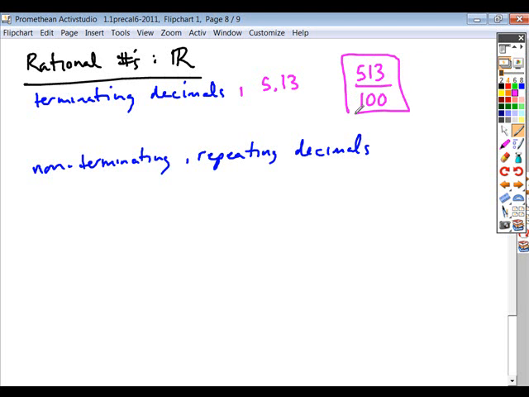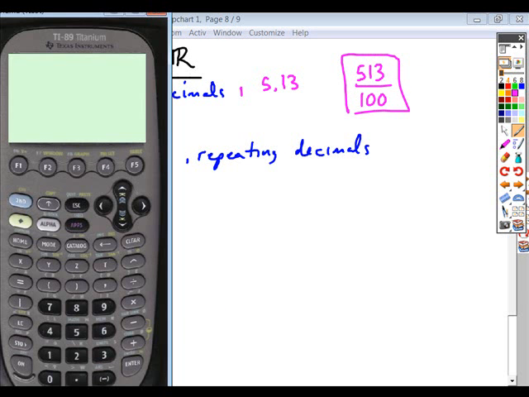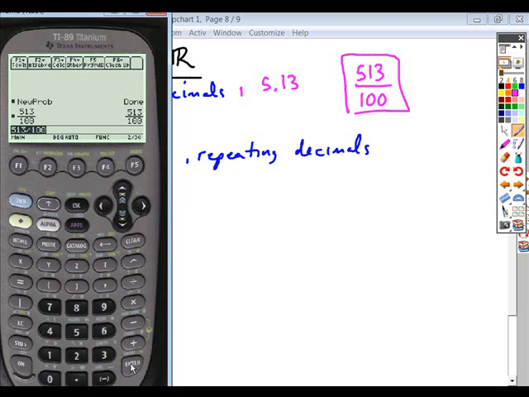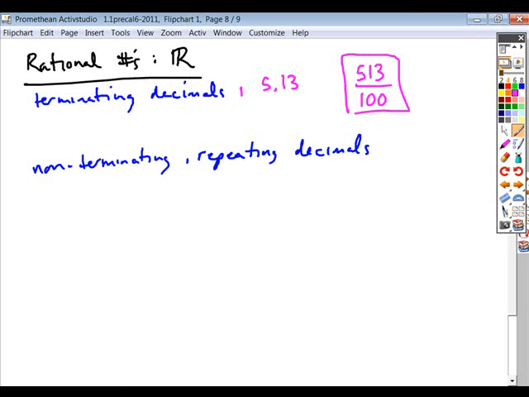And now, you may want to enter it in your calculators to make sure it's simplified completely. So 513 divided by 100. Are there any common factors that simplify this? No, it's left as 513 over 100. Questions about that? That one's pretty straightforward. And whether you guys have actually worked at this in a class, you've probably done this before.